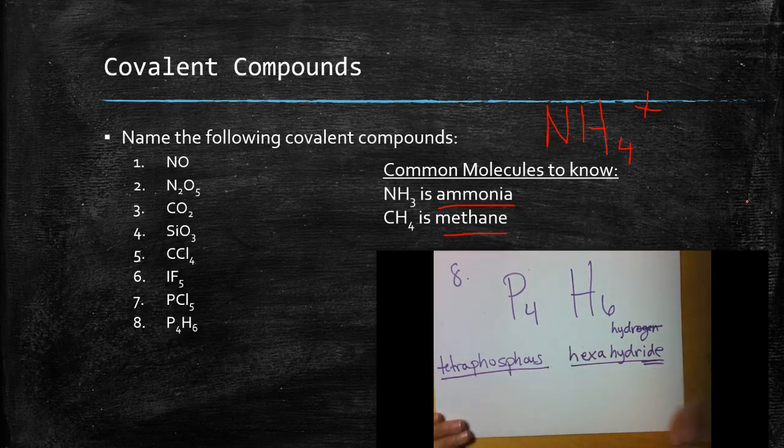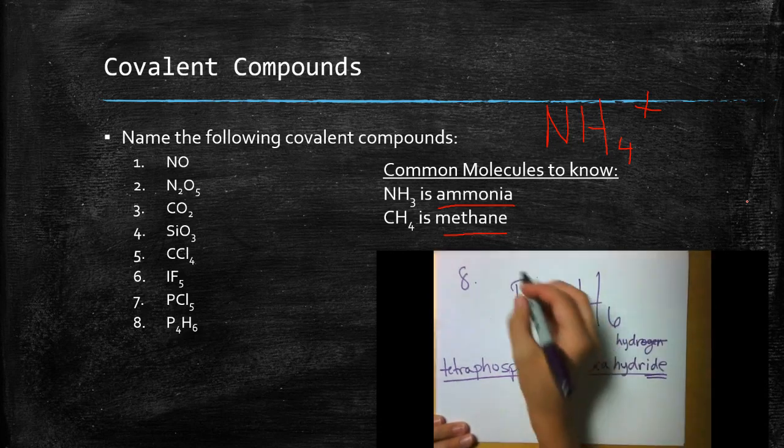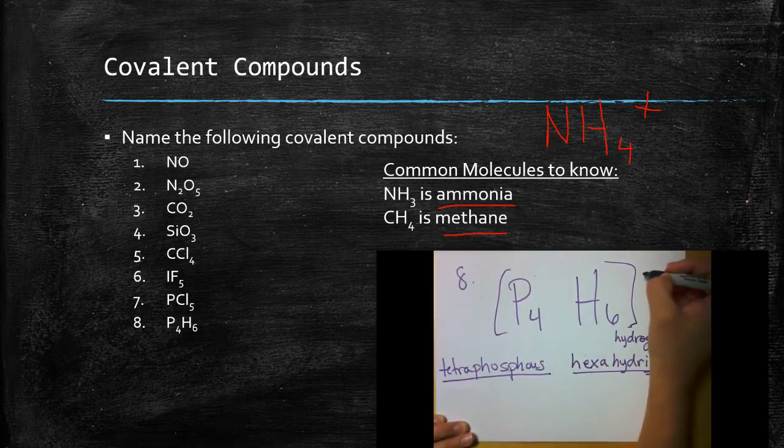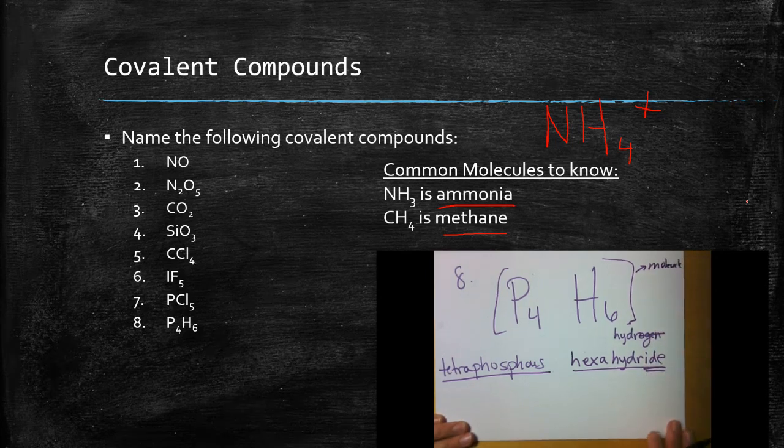So if we were going the opposite way and going from the word to the formula, and remember a formula, and I don't think I've said this in this video yet, is called a molecule. So remember how we had a formula unit was called an ionic compound, a covalent compound is called a molecule. So we would say phosphorus, tetra means 4, hexa means 6, and we're looking at hydride, which is hydrogen. So you get P4H6.